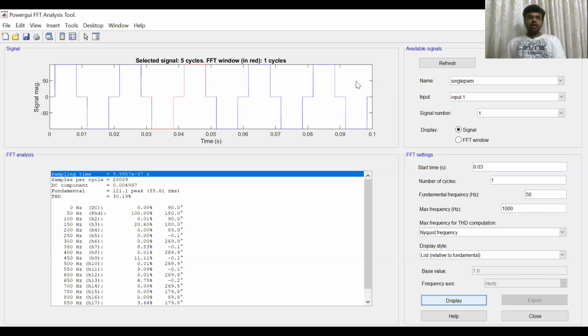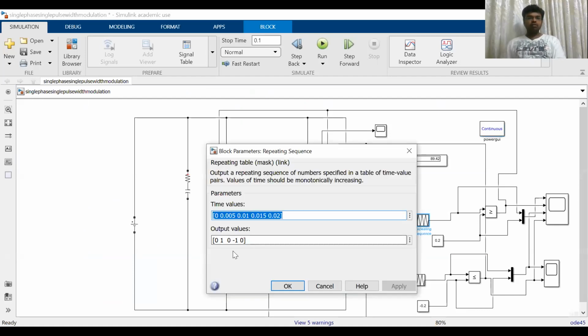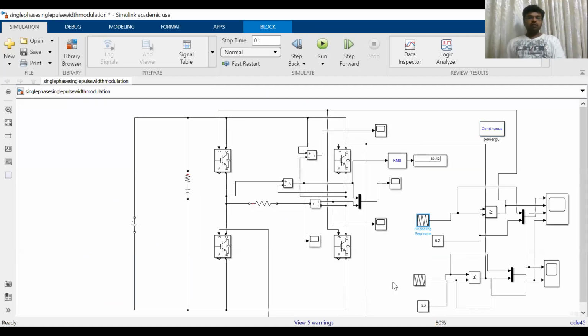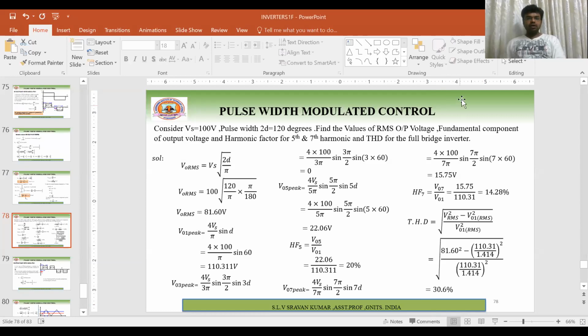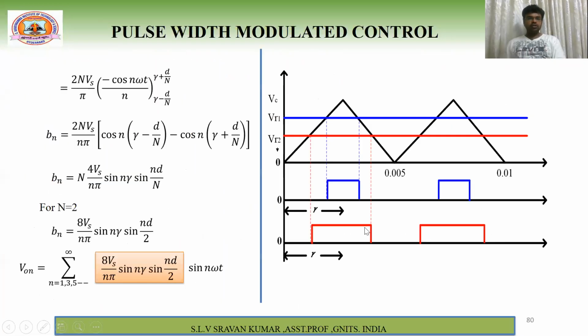So this is about your single pulse width modulation. And coming to here, this frequency is always 50 hertz. You have to use it because the pulses will be generated only at the 50 hertz frequency. So this is about your single pulse width modulation. In the next class, we will discuss the multiple pulse width modulation.